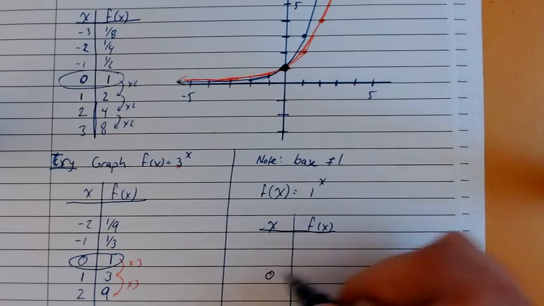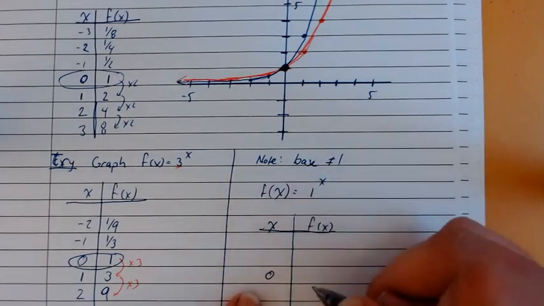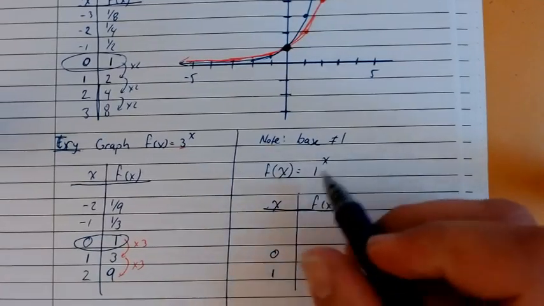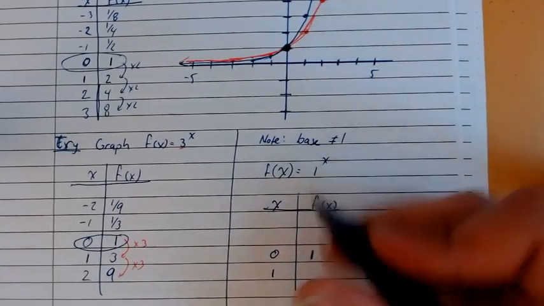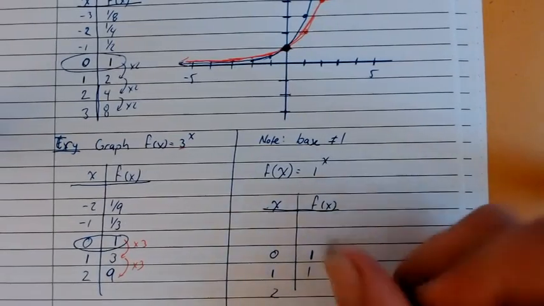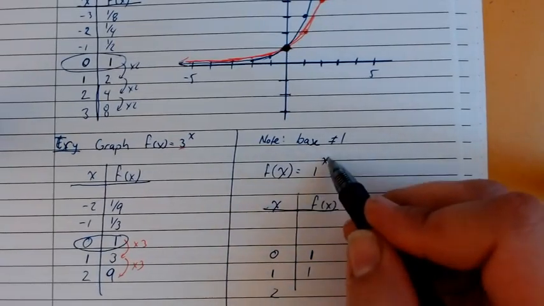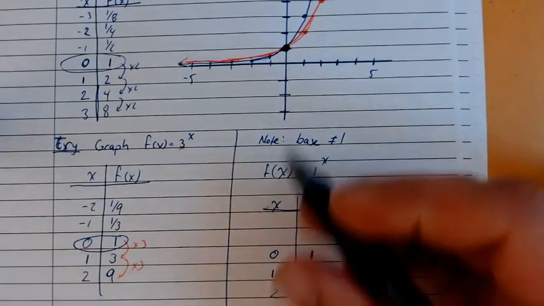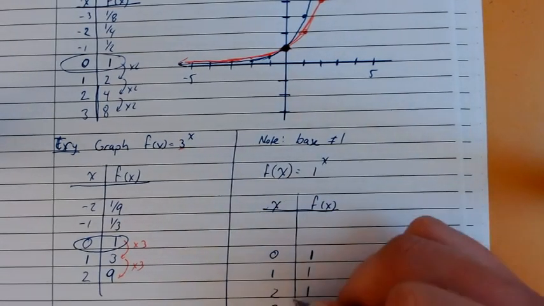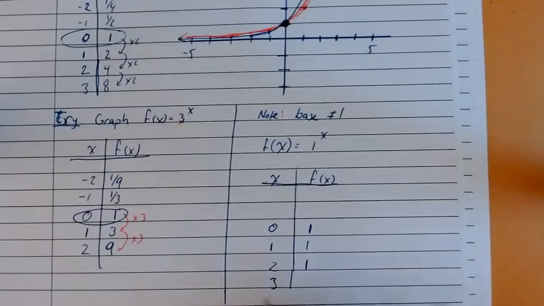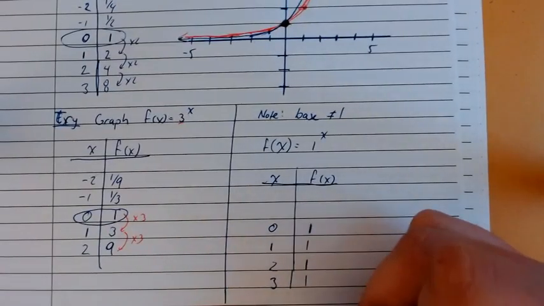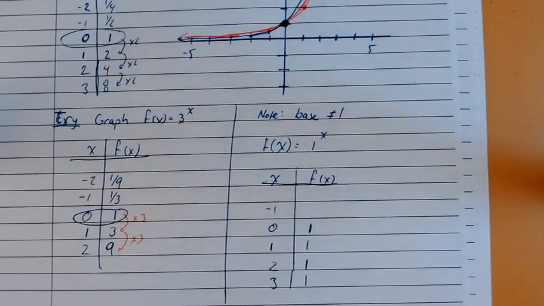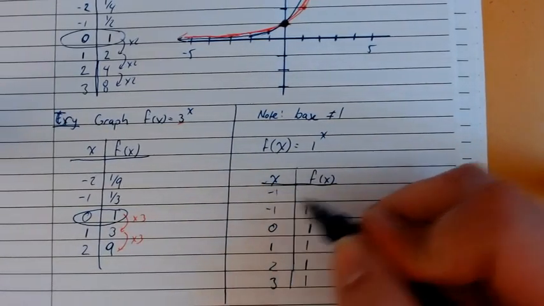If x is equal to 0, well, anything to the 0 is equal to 1. If x is equal to 1, well, 1 to the 1 is 1. If x is equal to 2, 1 to the 2, that's 1 times 1. It's also 1. What about 3? 1 to the 3rd, well, that's 1 times 1 times 1. That's 1. What if I use a negative number? 1 to the minus 1, yeah, that's also 1. These are all 1.